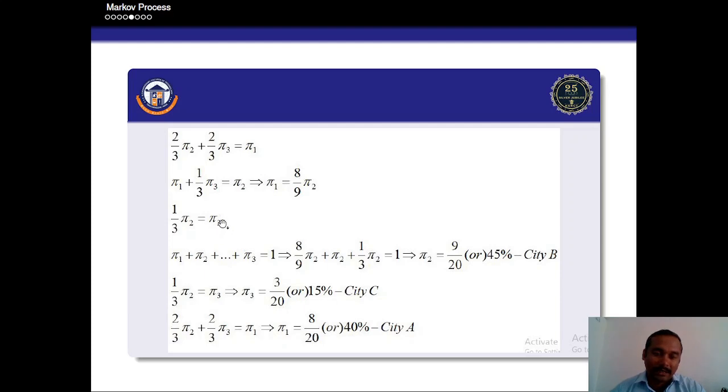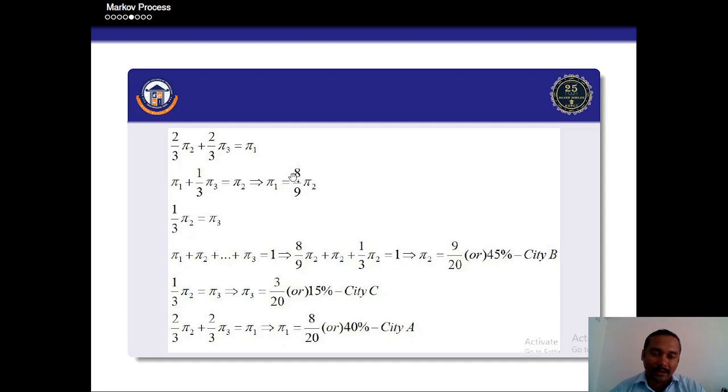For that, here the pi 3 value is given in terms of pi 2. Similarly, find the value of pi 1 in terms of pi 2. For that, use any one of these two equations. I am using the second one. From this one, pi 1 equal to pi 2 minus 1 by 3 pi 3. So replace the pi 3 value here, which gives pi 1 as 8 by 9 into pi 2.